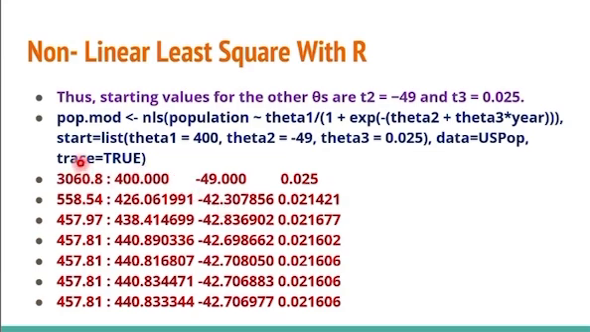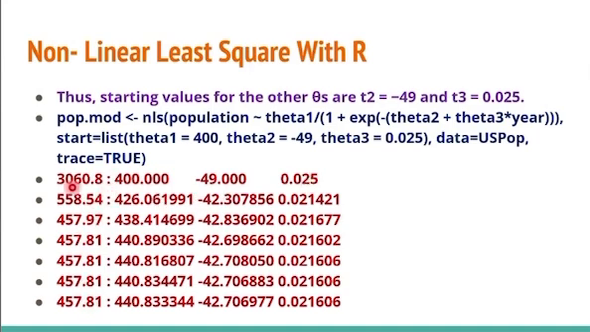What do you see in the first column here? Please pay attention. The first column represents the residual sum of squares. Here is the initial value for theta 1, the initial value for theta 2, the initial value for theta 3. This is showing us the iterative process.